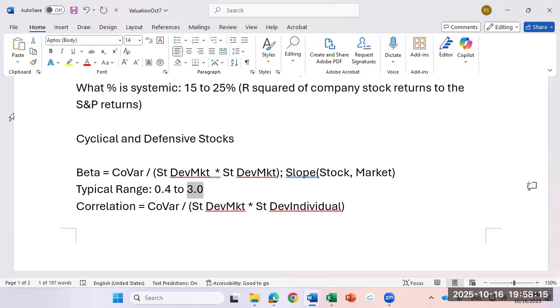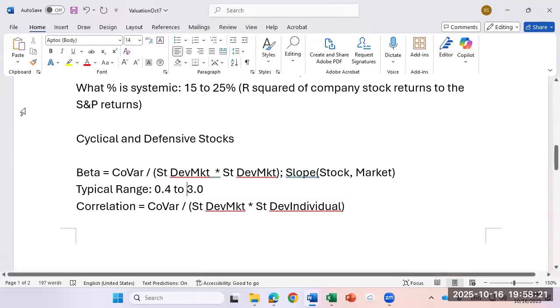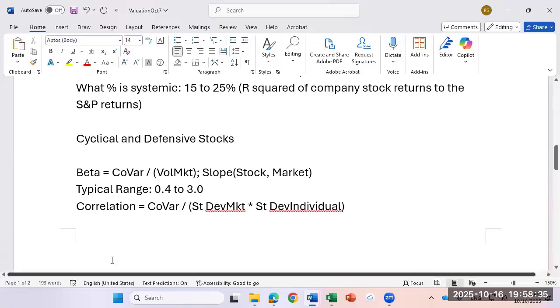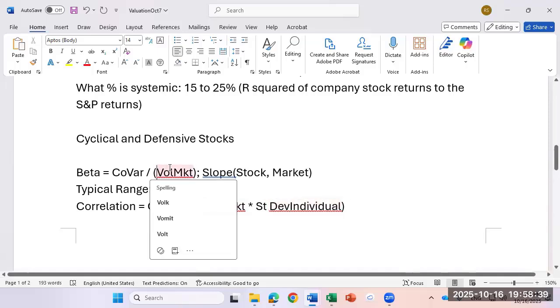For the formula for beta, why is the standard deviation of the market the same? Well, you can square it if you like. It's the volatility of the market, right? The reason I do it like that is because it makes the two formulas look practically identical, right? But yeah, you can use the volatility of the market.